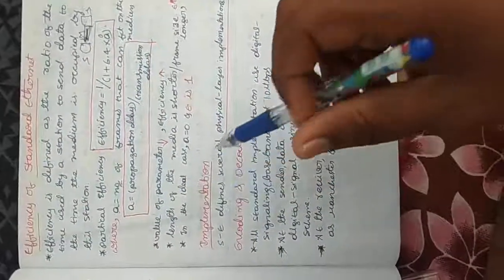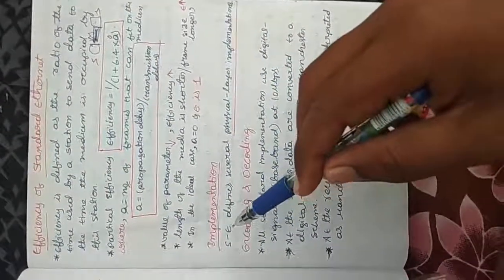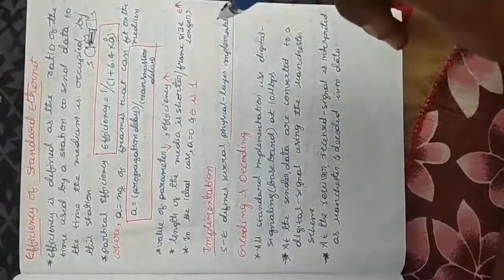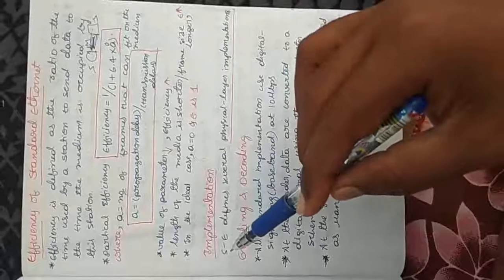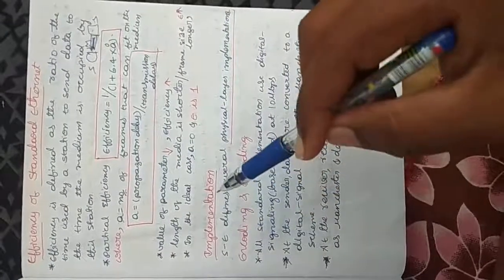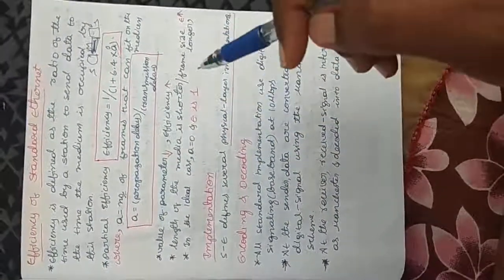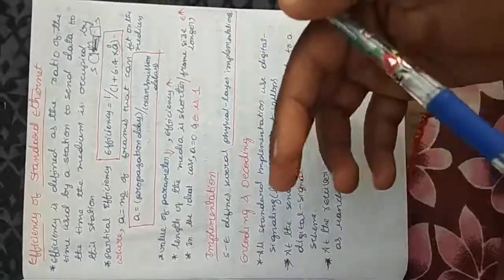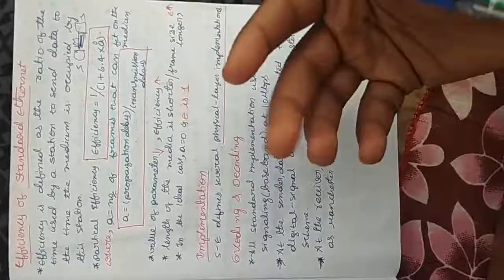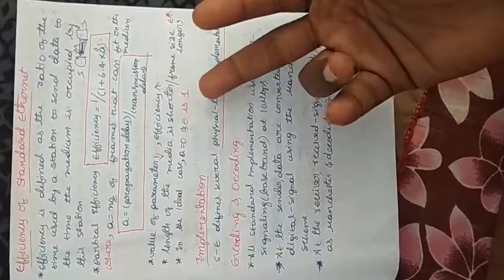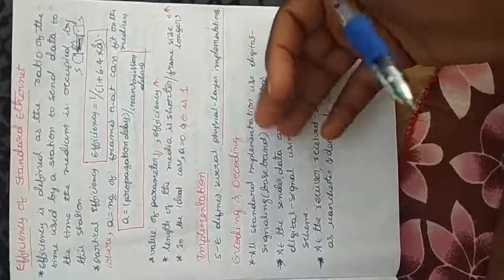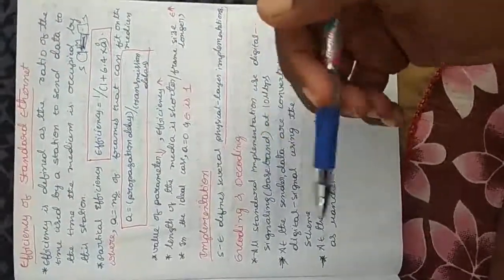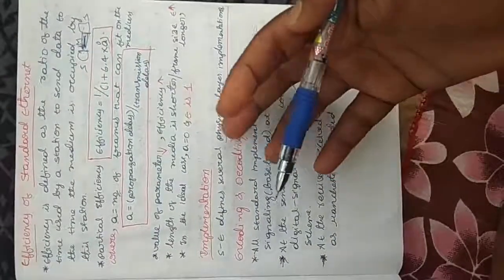Next, implementation of standard Ethernet. Standard Ethernet defines several physical layer implementations. This is done by using encoding and decoding. What is encoding and decoding? We know that.